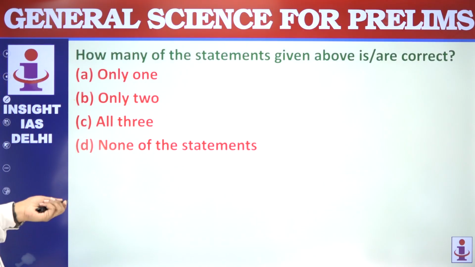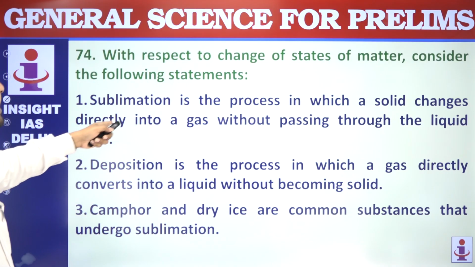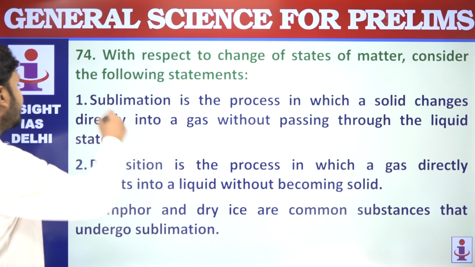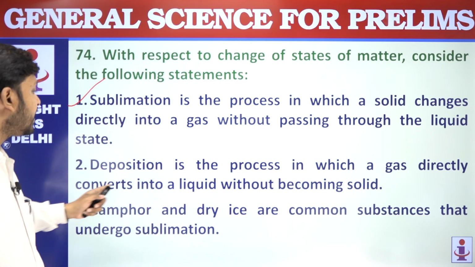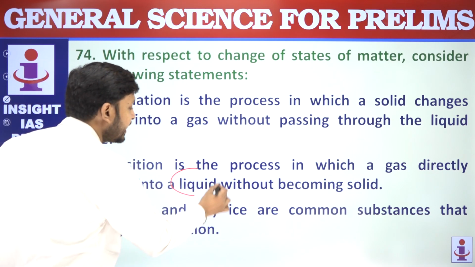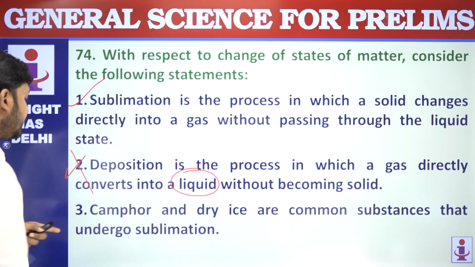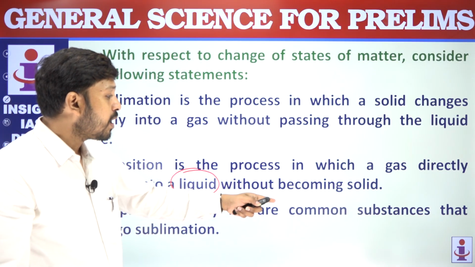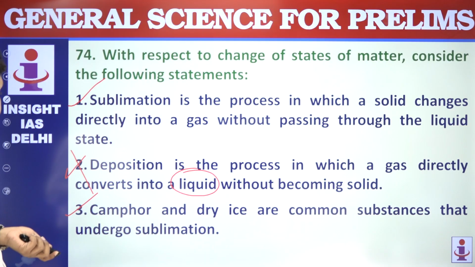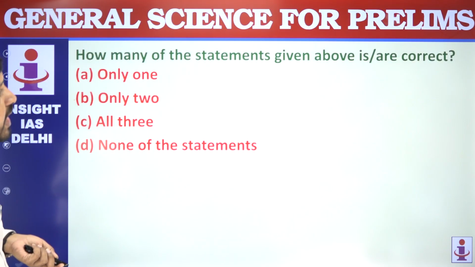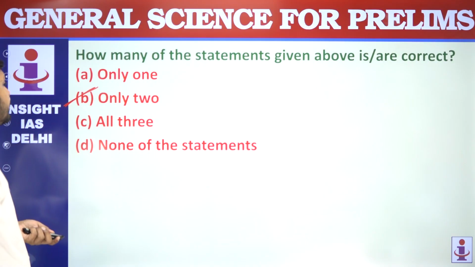Let's read the question. Sublimation is the process in which a solid changes directly into gas without passing through the liquid state, right? Deposition is the process in which gas directly converts into liquid. No, gas directly converts into solid. This is the wrong statement which we have seen. Camphor and dry ice are common substances that undergo sublimation. Yes, this is the right statement. These are the examples. So 1 and 3 are right and they are asking for correct statements. So 1 and 3 means only 2 statements are right.